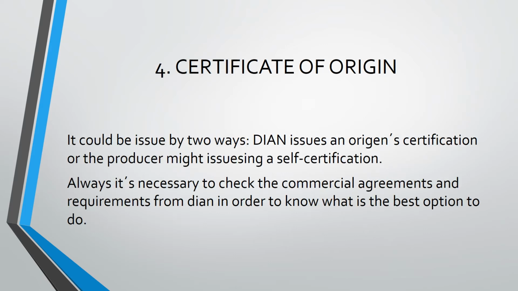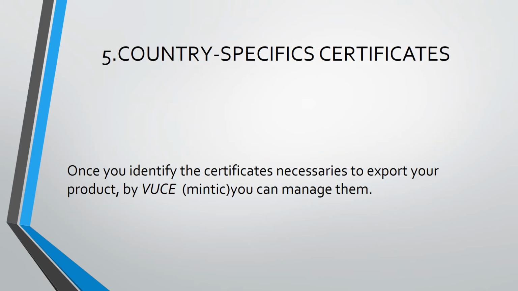Fourth, certificate of origin. It could be issued in two ways. The DIAN issues an origin certification, or the product might use a self-certification. It is always necessary to check the commercial agreement and requirements from the DIAN in order to know what is the best option to do. Fifth, country-specific certificates. Once you identify the certificates necessary to export your product, by VUCE, MinTIC, you can manage them.